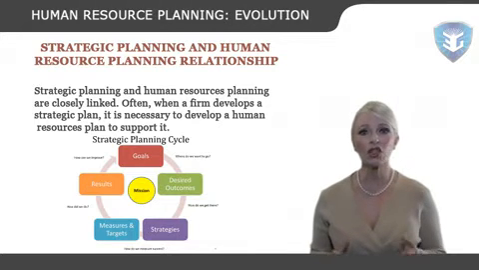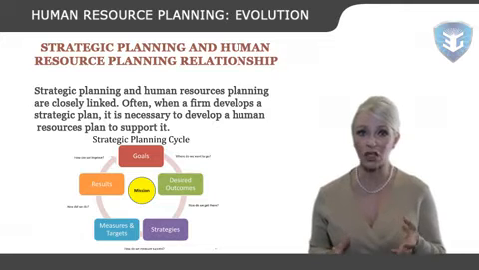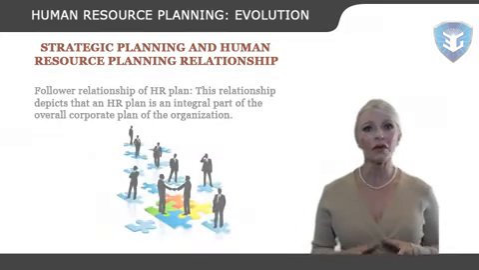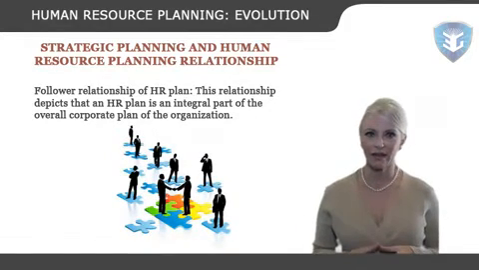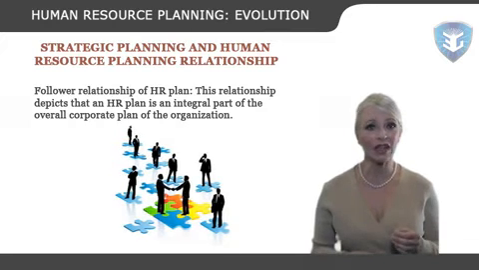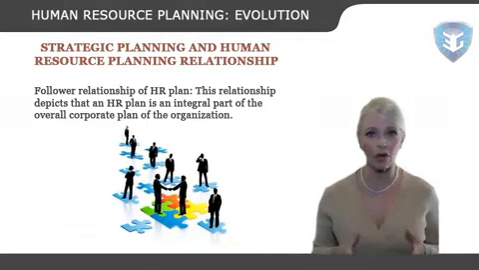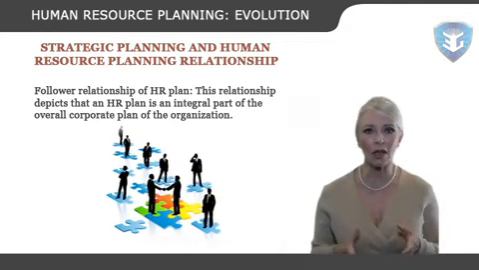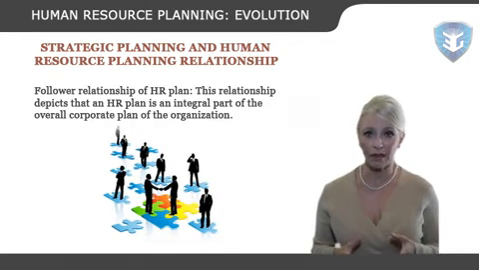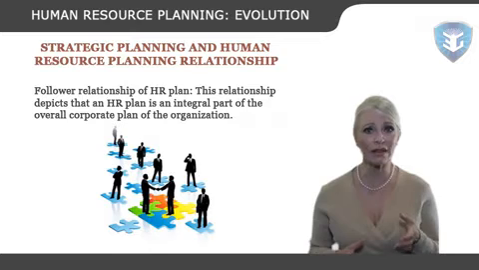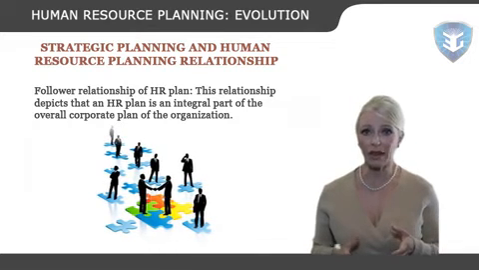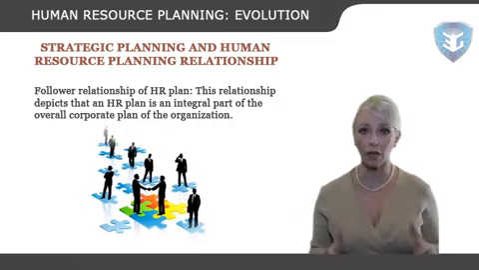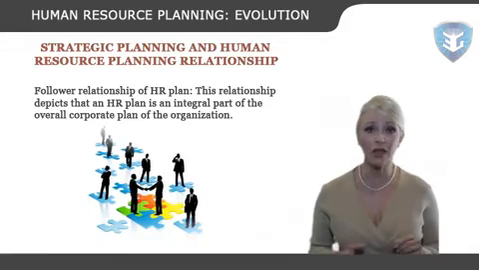Hence, the relationship between HR planning and strategic planning can be depicted under aspects like follower relationship of HR plan. This relationship depicts that an HR plan is an integral part of the overall corporate plan of the organization. HR plan is based upon the overall objectives and strategies of the company. It is prepared by following the guidelines of the overall corporate plan of the organization. Hence, it is tailored to meet the needs of the overall mission, vision, and objective of the company.